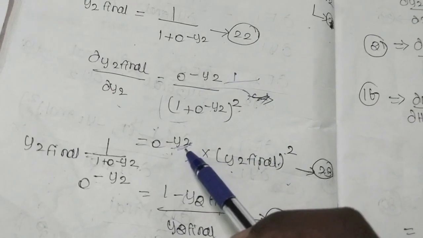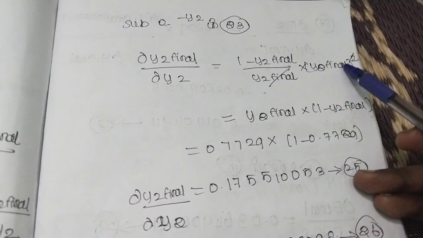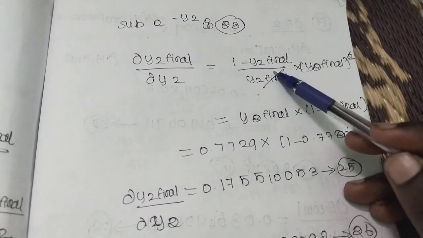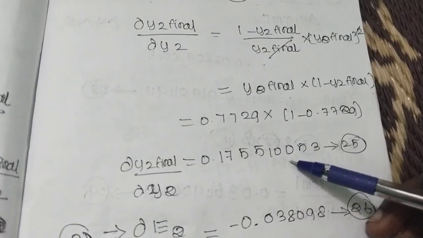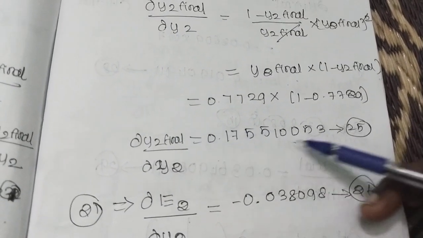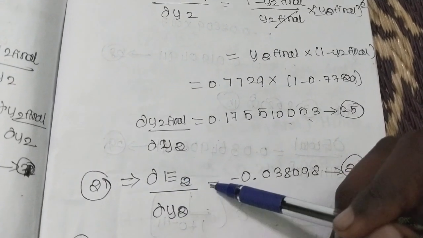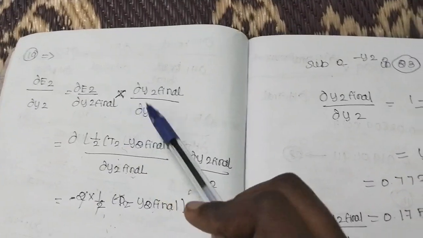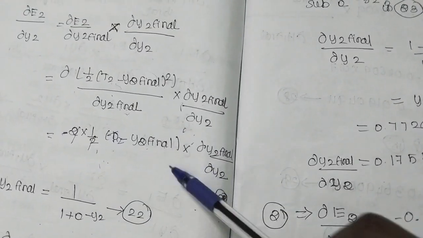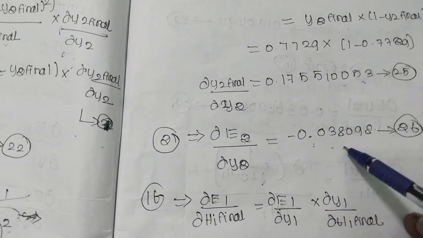Finally you substitute the value for this, and the terms can be cancelled, and you substitute the value for y2final. You got the value for ∂y2final by ∂y2. So this is equation 25. Now you can find the value for ∂E2 by ∂y2. You substitute all the values here also, and you got finally minus 0.03 something.